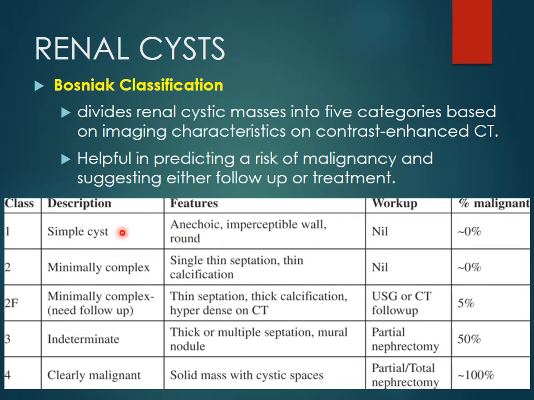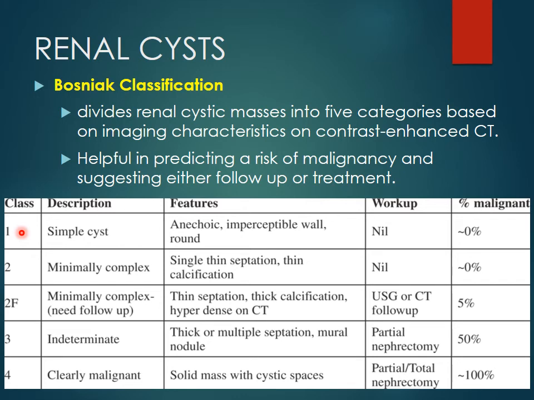Renal cysts are classified by the Bosniak classification. This is a classification system used in order to predict the risk of malignancy in a cystic mass, and it would also suggest whether a follow-up imaging is needed or immediate treatment. However, Bosniak classification is applicable only for patients that had undergone contrast-enhanced CT scan.